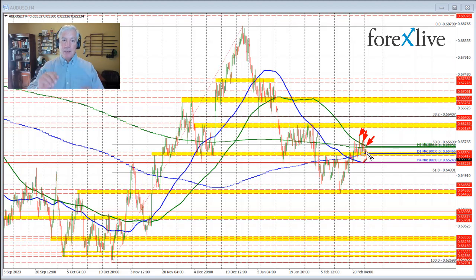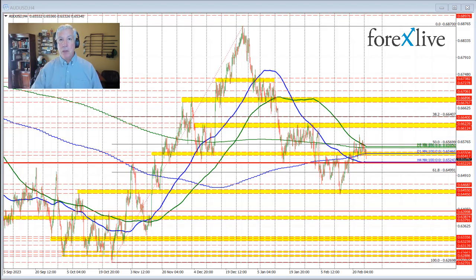That tilts the bias more to the downside. So staying below the 200-day moving average, staying below the 200-bar moving average on the 4-hour chart, you might add the 50% retracement of the move up from this low right here to this high right here. All those levels come at this area right through here. So as long as the price can stay below those levels, the bias remains to the downside.